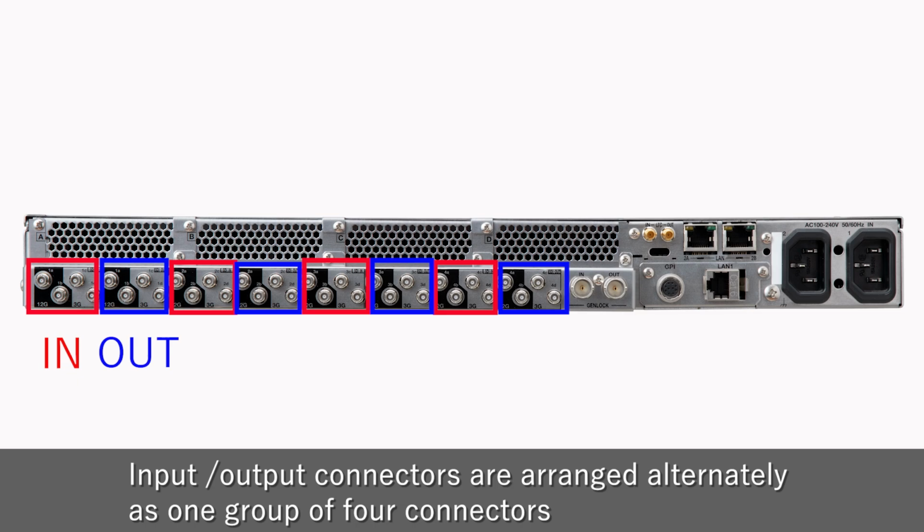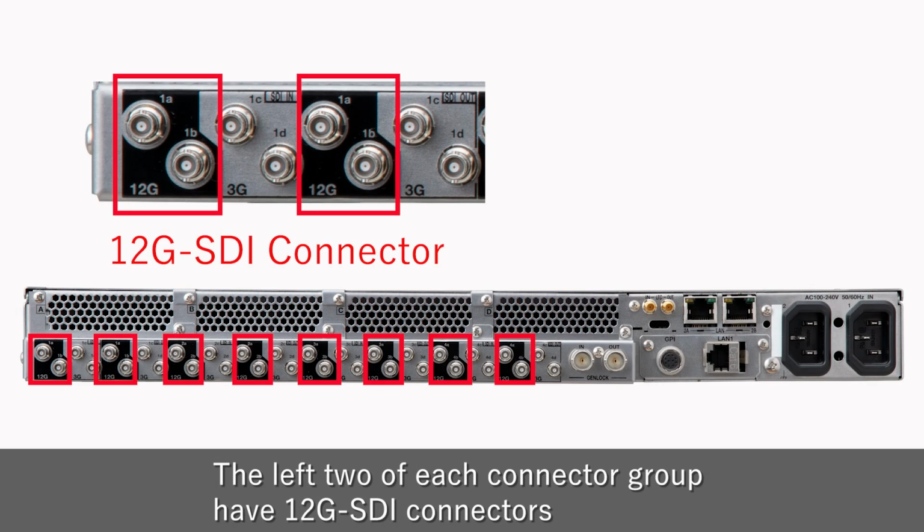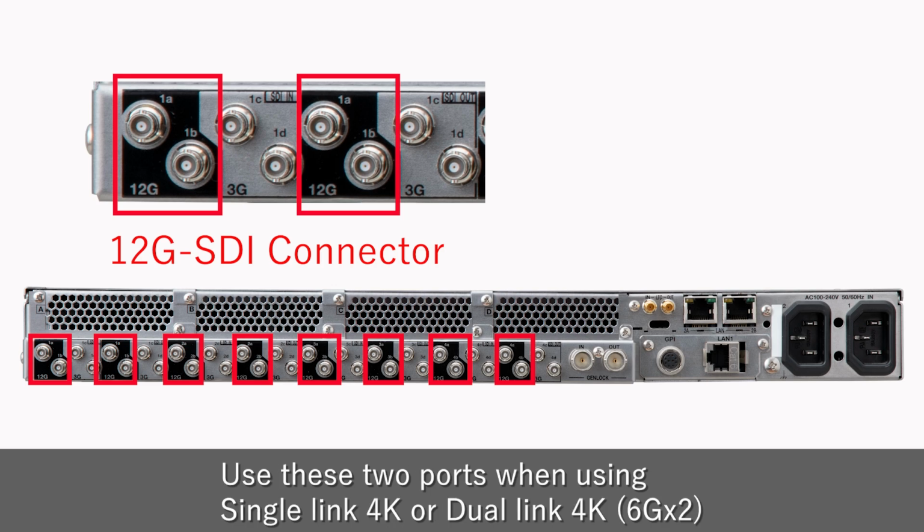Input-output connectors are arranged alternately as one group of 4 connectors. The left 2 of each connector group have 12G SDI connectors. Use these 2 ports when using single link 4K or dual link 4K, 6G x2.